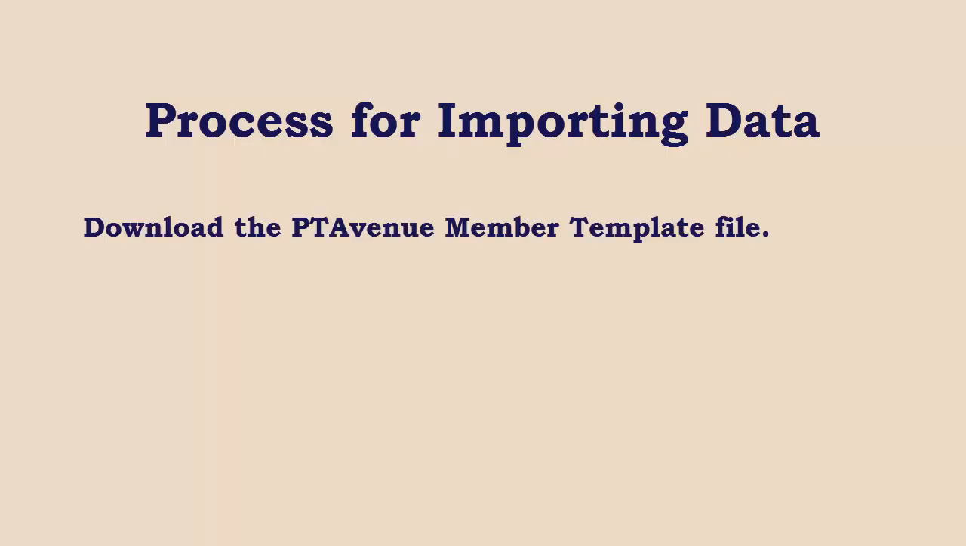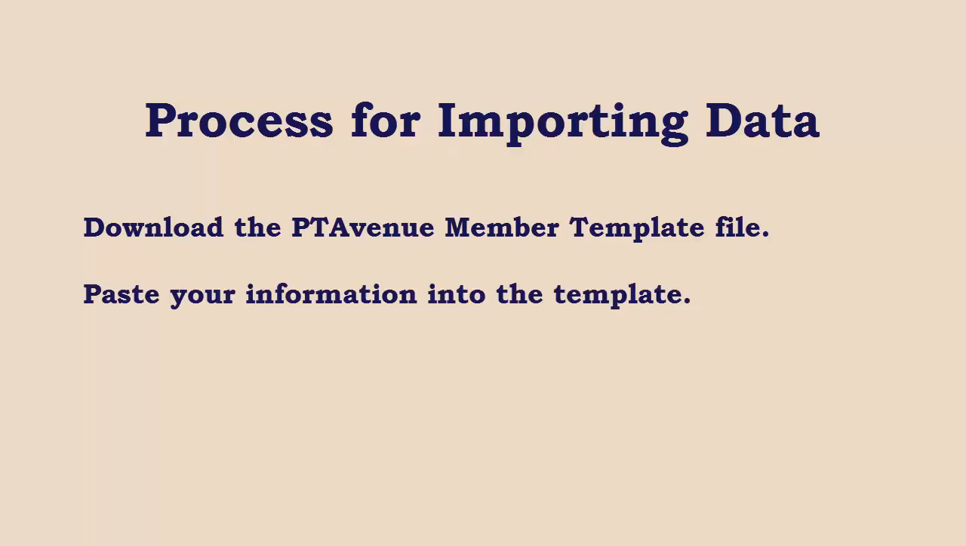First, you'll need to download the PT Avenue member template. This file is a spreadsheet to help you put your member information in the right order to import it into PT Avenue. You must use this file for import. Once you have downloaded the template, you'll work with that file in Excel to prepare your information.